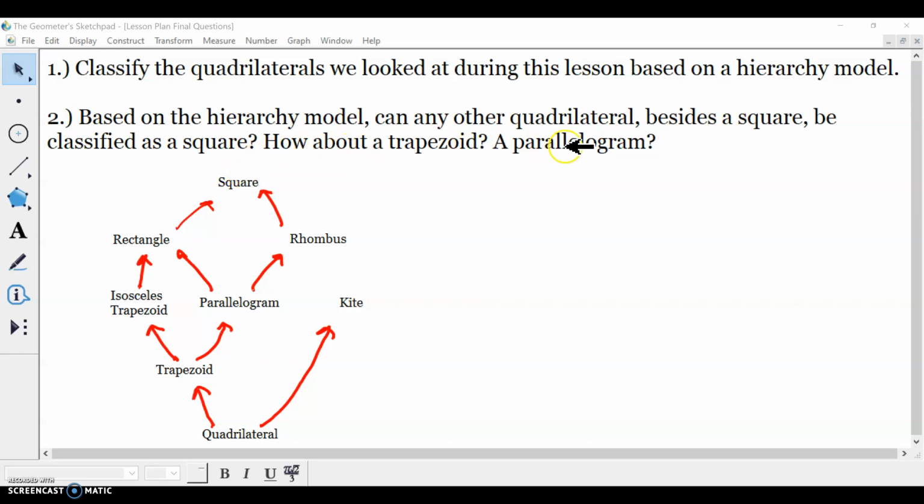How about a trapezoid and a parallelogram? So a trapezoid can only be considered, isosceles trapezoids and parallelograms can both be considered a trapezoid. And in the same way for a parallelogram, rectangles, squares, and rhombuses can all be considered a parallelogram as well, based on these inclusive definitions.